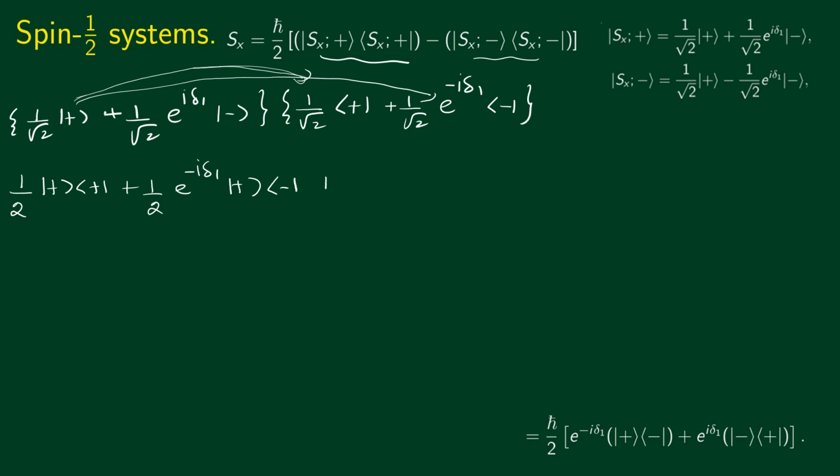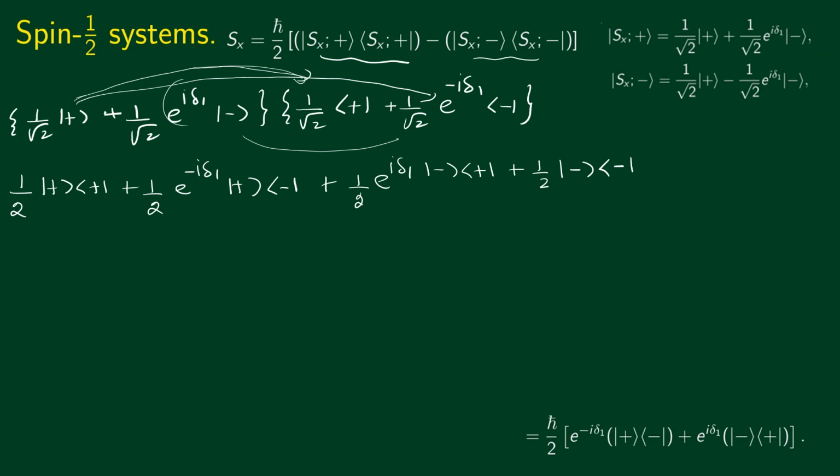Okay. Now let me take the next multiplication. It's 1 by 2 e raised to i delta 1. I'm taking this multiplication, so it becomes 1 by 2 e raised to i delta 1 ket minus bra plus. And then plus, we do this multiplication: it is equal to 1 by 2 e raised to i delta 1 multiplied by e raised to minus i delta 1, that is 1. So this becomes ket minus bra minus.